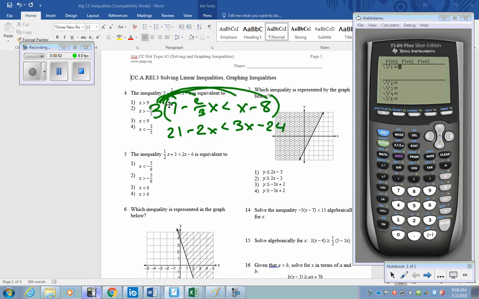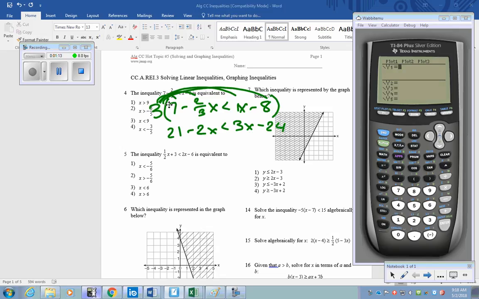Again, I would put this in the calculator. 3 times negative 2/3 would give me negative 2, like I have here. Then 3 times 7, 3 times 1, and 3 times negative 8. And again, don't put x in the calculator, because if you do, it's going to screw up the answer.